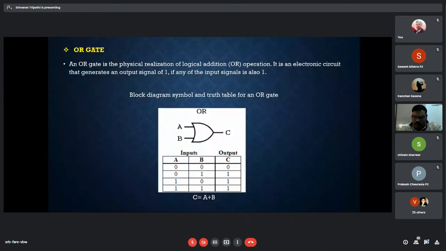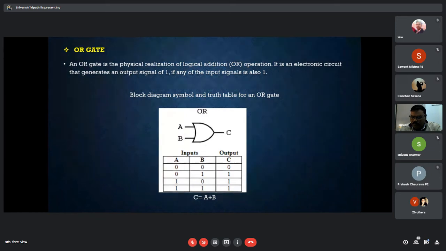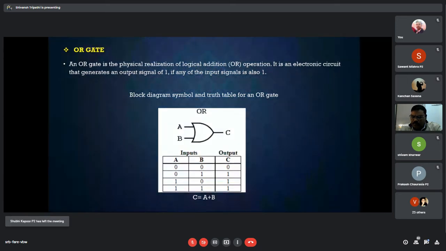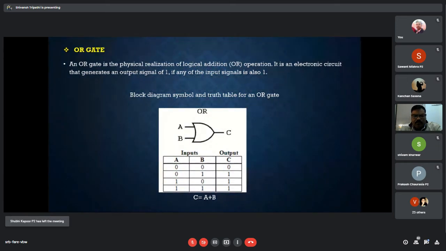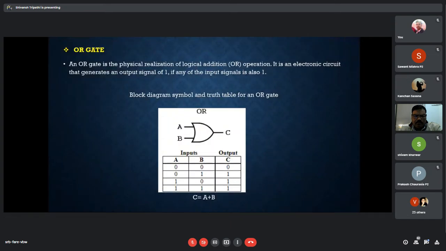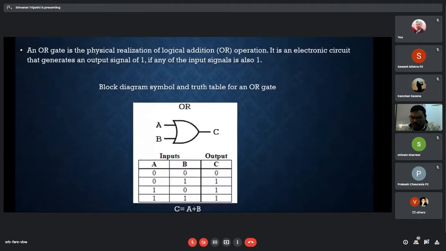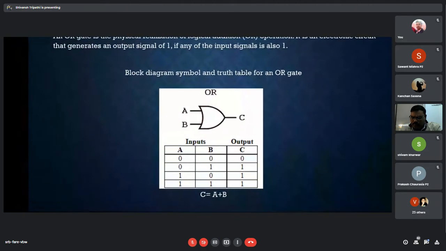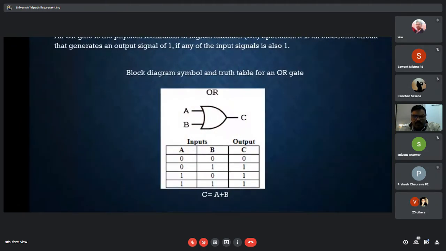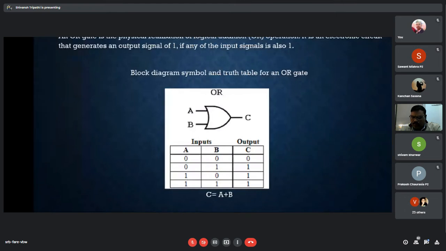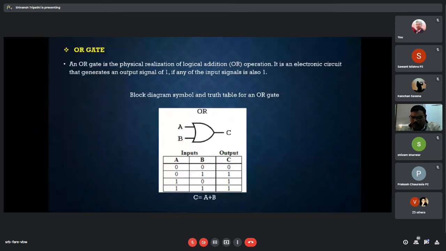Next, the OR gate. An OR gate is a physical realization of logical addition, or the OR operation. It is an electronic circuit that generates an output signal of 1 if any of the input signals is 1. From the truth table, we can see that if both the inputs are 0, the output will be 0. If any one of the inputs is true, the output will be 1, and if both are true, then it will be 1. Where C equals A plus B, that is from the relation.